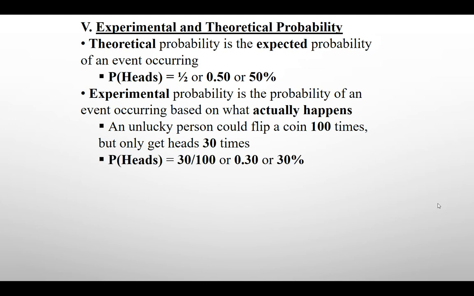In that case, the probability of getting heads would be 30 divided by 100. So you'd identify the number of times you actually get heads divided by the number of times you flip the coin. And that would be 0.30, or converted into a percentage, it would be 30%.